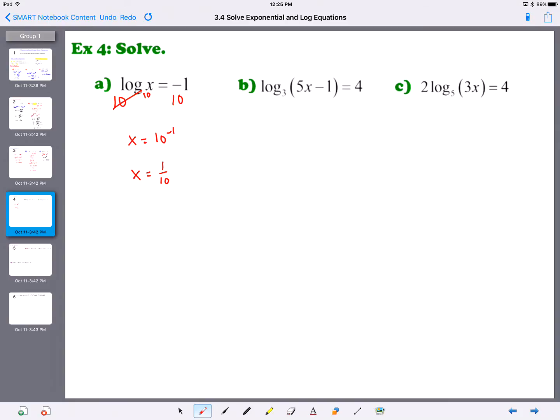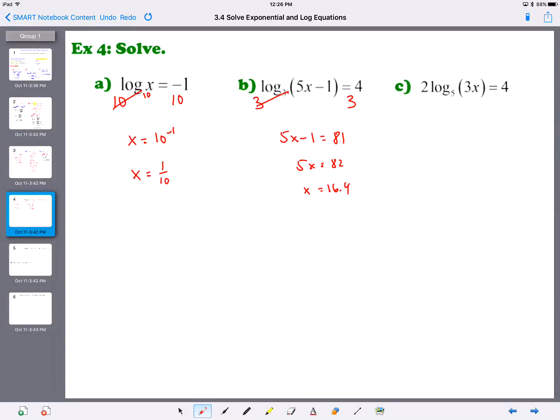On B, we have log base 3 of 5x minus 1 equals 4. Same thing. 3 raised to that, because it's a single logarithm, so it cancels. 5x minus 1 is 3 to the 4th, which is 81. Add the 1. Divide by the 5. And you get x is equal to 16.4. Alright? So both of these logarithms, you didn't necessarily even need a calculator for these two.